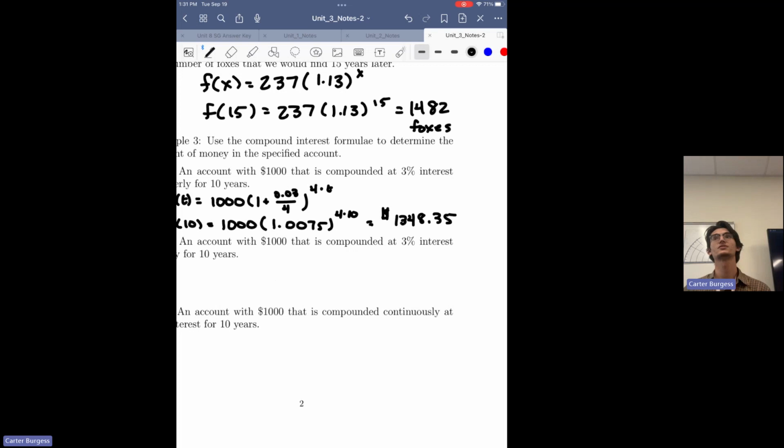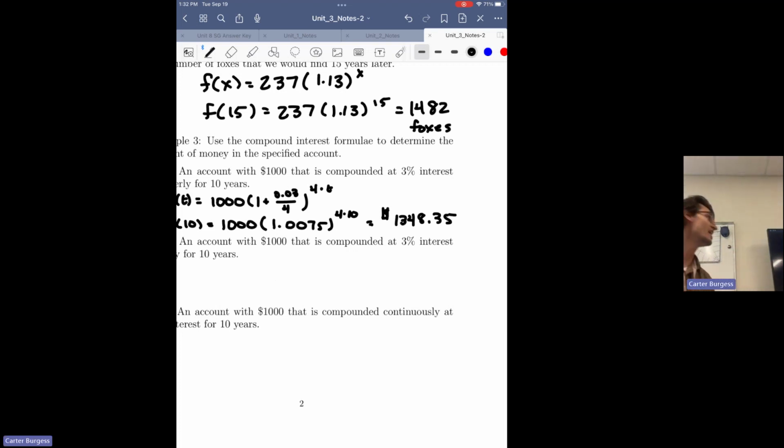All right, questions here? Pretty much exactly the same thing that we just did over here, right? We're taking our 3%, we're divvying it up into fourths. And then how often am I going to be increasing my account by that 0.75%? Well, it's going to be 4 times per year, times the number of years, in this case 10, so 40 times total. You get your total amount in your account.